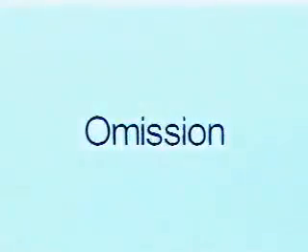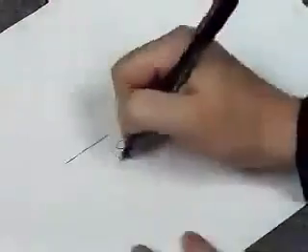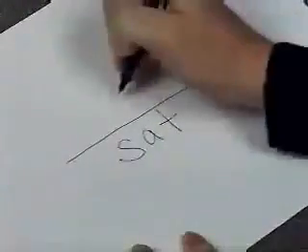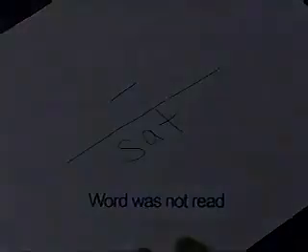If the child leaves out a word, this is called an omission. Again, draw a horizontal line with the word omitted below the line and a dash above the line to indicate that the word was not read.